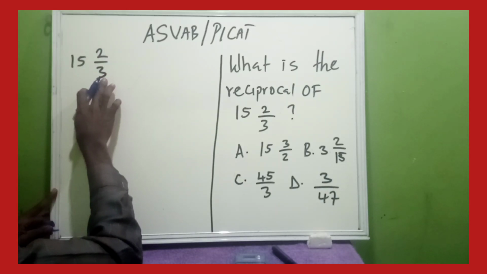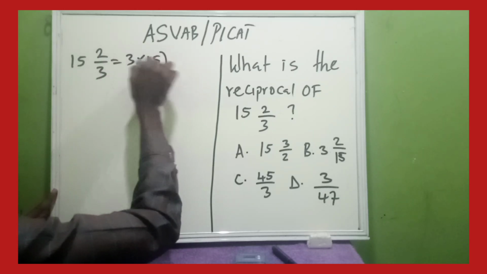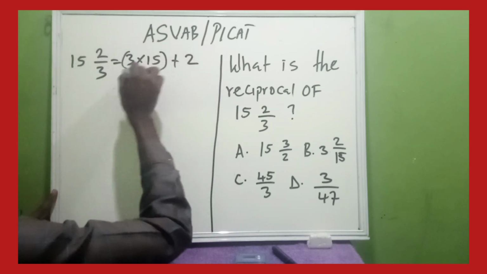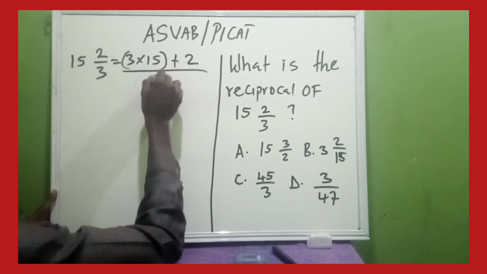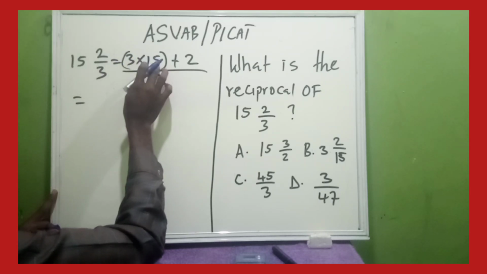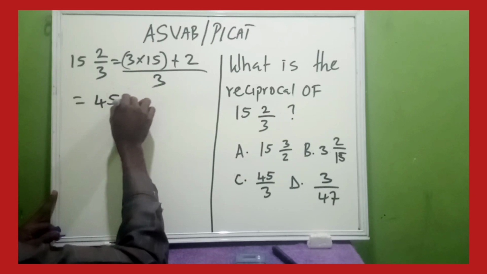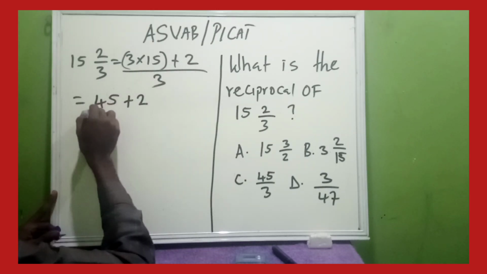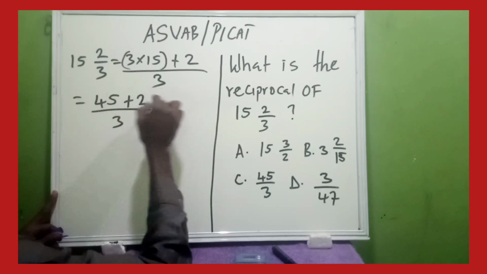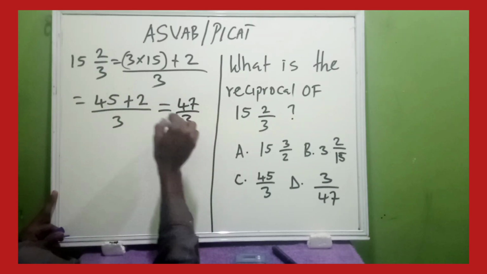say 3 times 15. We are going to have 3 times 15, then plus this 2, which is the numerator at the top, then everything over this 3 that's here. Do you know that 3 times 15 is going to give us 45? Then we now add 45 with 2, everything over 3. Then we have 45 plus 2 will give us 47 over 3.